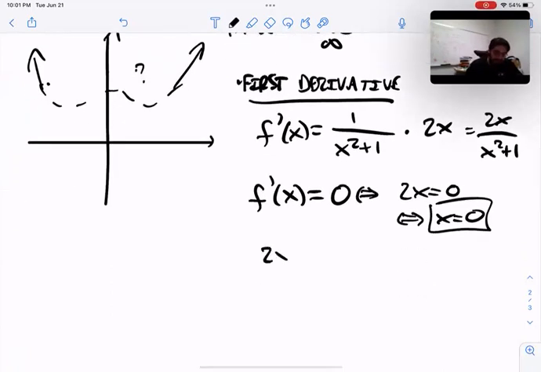You can then look a little bit further and say, okay, on each side of 0, what happens? Well, this is always positive.